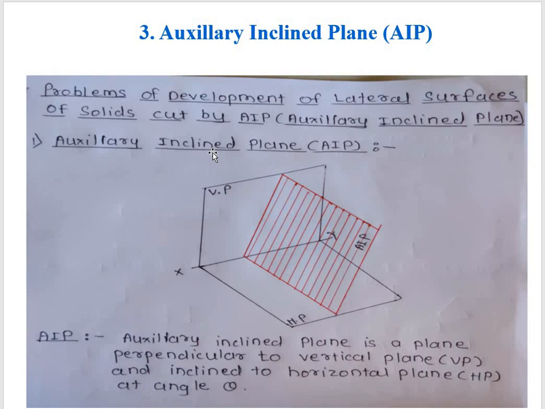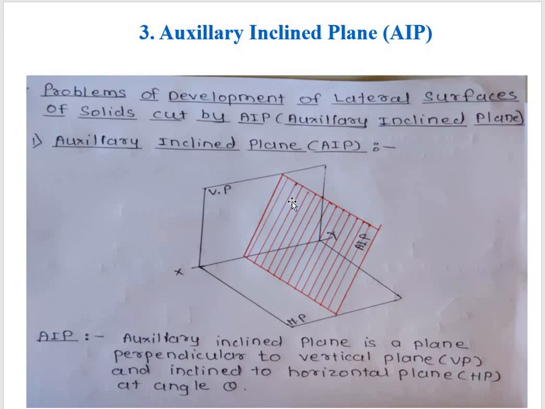And today we are going to study the DLS, but by the auxiliary inclined plane. In the last video itself we have studied what is meant by the auxiliary inclined plane. So what is meant by the AIP? Auxiliary inclined plane is nothing but the plane which is inclined to the horizontal plane and which is perpendicular to the VP. Okay, so let's see.